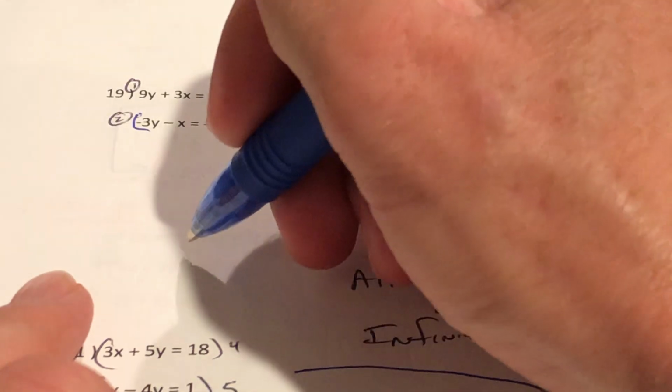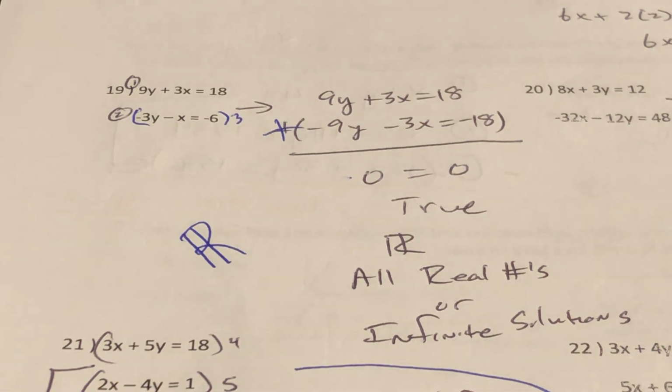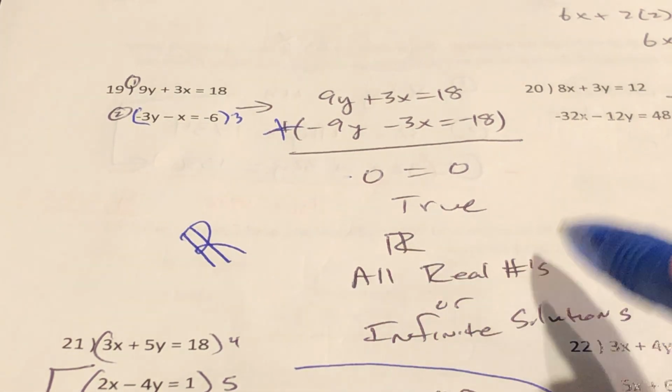So all real numbers. You can make the R with an extra line. That's all real numbers. Or you can write out all real numbers, or infinite solutions. But that special R means all real numbers.